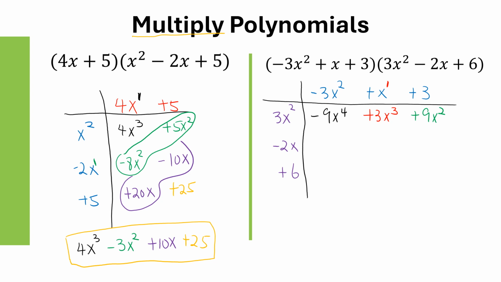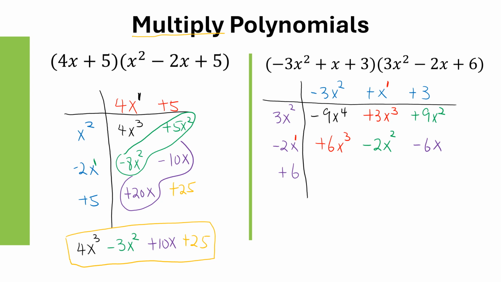So now let's take the negative 2x, and we're going to do the same thing. Negative 2x times negative 3x squared will give me positive 6x to the third power, because there's an invisible 1 again for the exponent on x. Negative 2x times x is going to give me negative 2x squared. And then negative 2x times 3 will give me negative 6x.